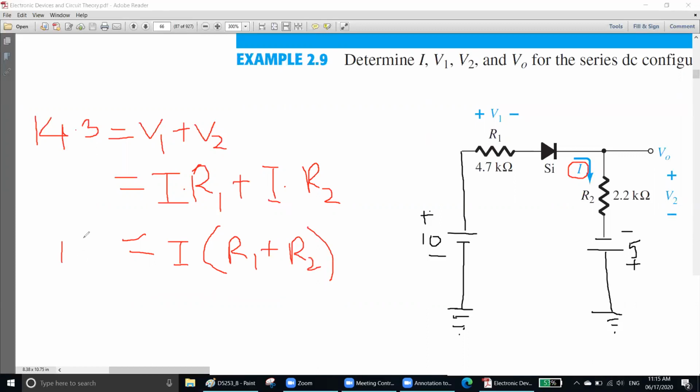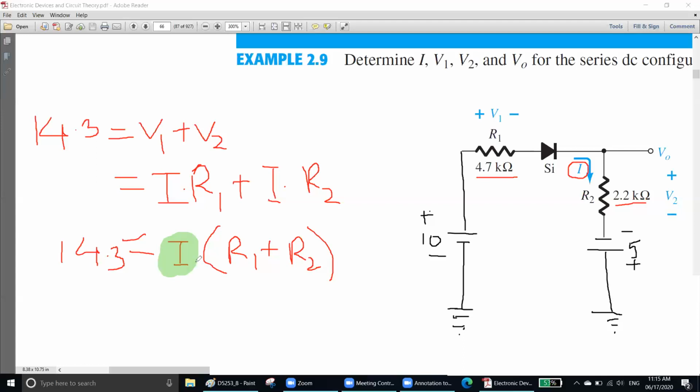So 14.3 is equal to I into R1 plus R2. We all know it, right? Very simple. Here, which one is unknown? R1 is known, R1 is 4.7. R2 is 2.2. Those are known. Which one is unknown? The I is unknown.